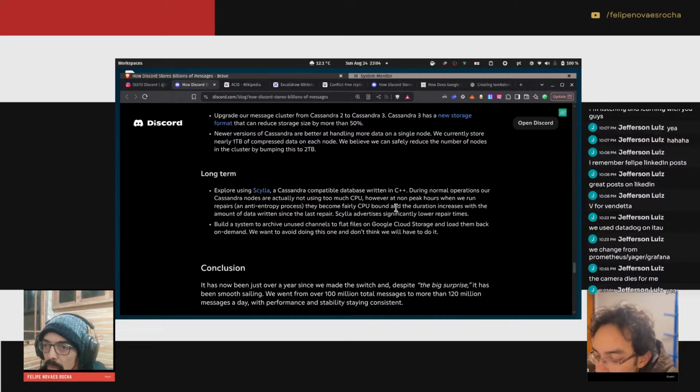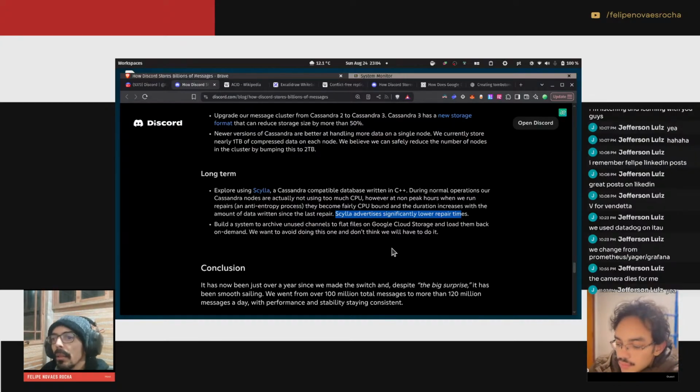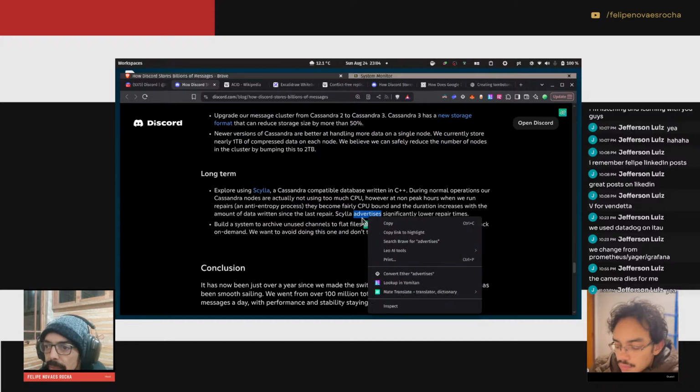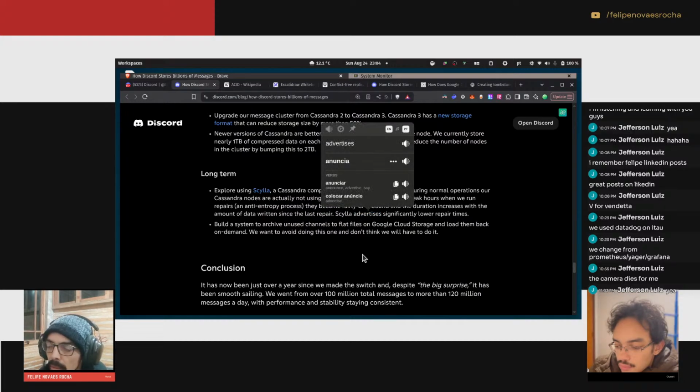And the duration increases with the amount of data written since the last repair. Lower scale advertising, lower repair times. Advertises is like saying, like warning.